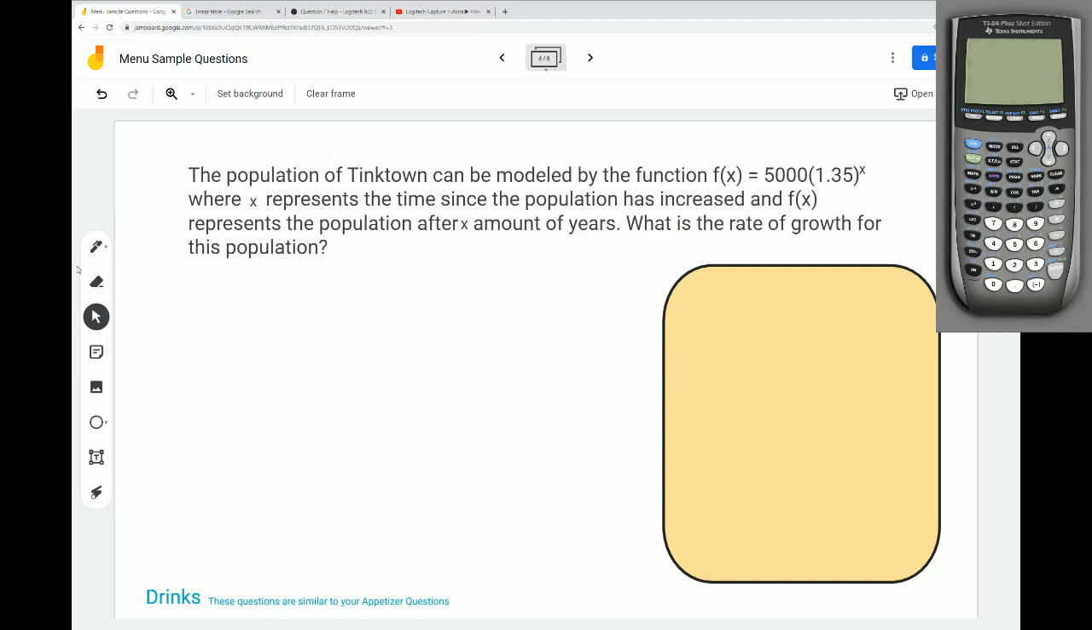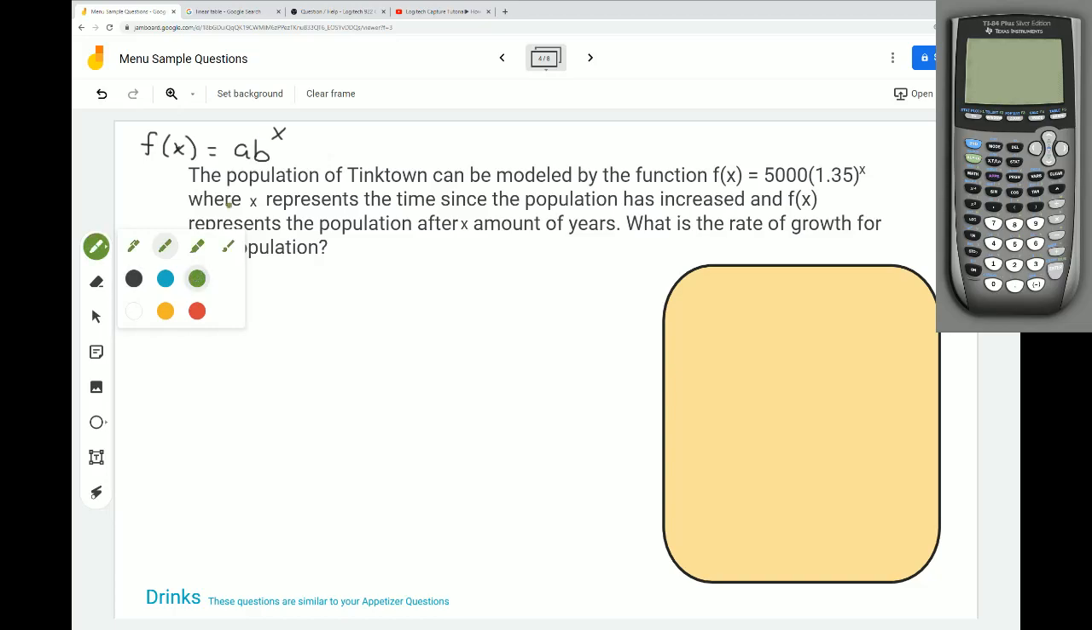Now, before we do these problems, we want to remember that there were two types of equations that we dealt with, or actually three. First, we'll talk about the standard form, which is the function of x is equal to a b to the x power. This is the standard form of exponential functions.